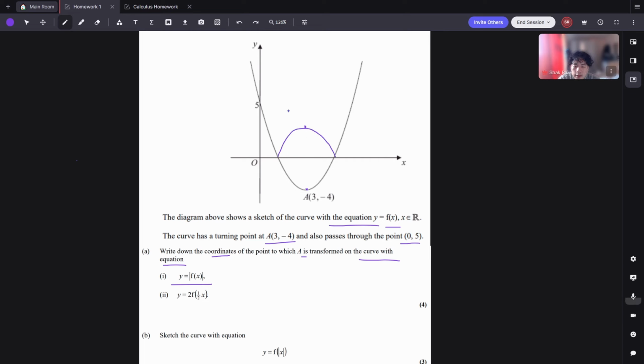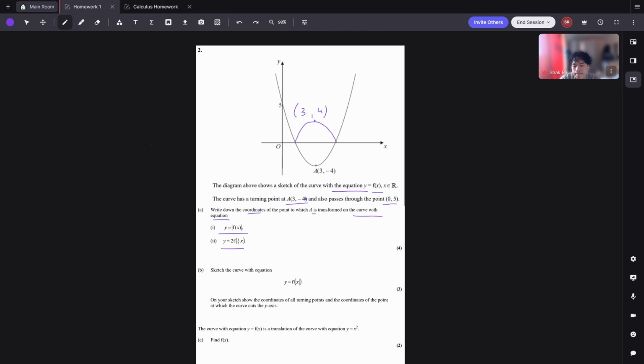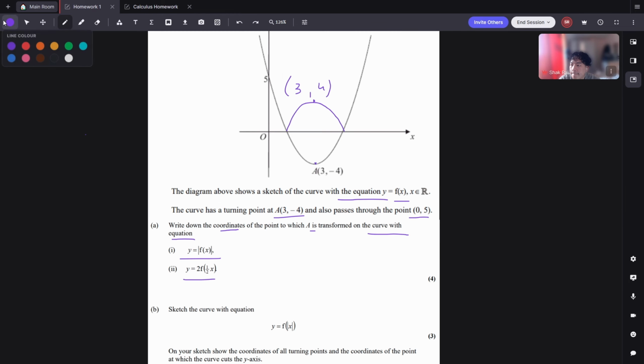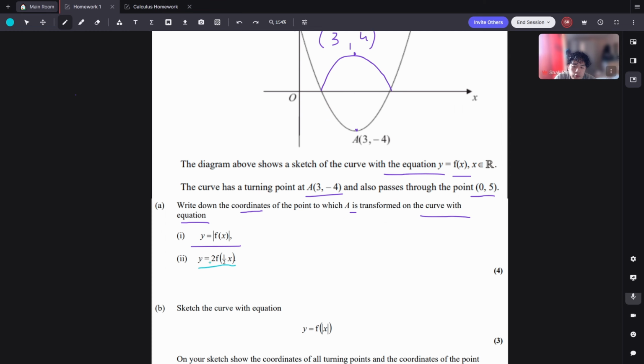And then the turning point here is going to be actually 3 and 4. We need to find y equals 2 lots of f of half x. So basically the turning point gets twice as big. Sorry, the y. So initially, I'll do this in a different color. So basically what happens here when y equals 2 f of half x is there's going to be a vertical stretch and a horizontal stretch.